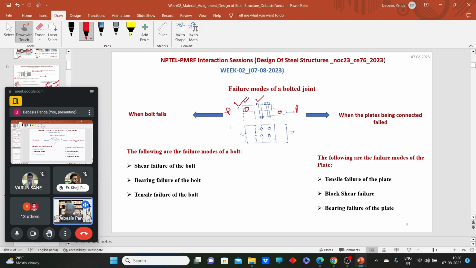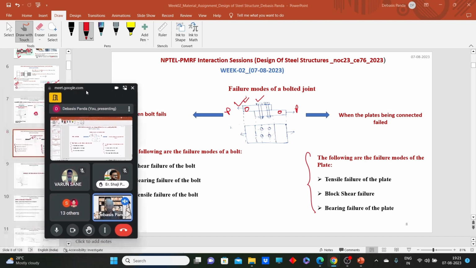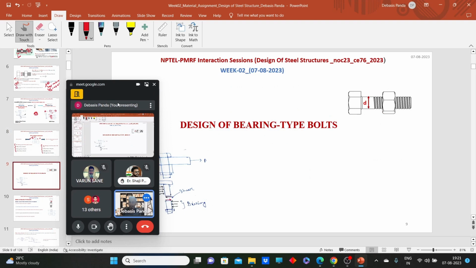This phenomenon I have already discussed in detail during the first session. For failure of the bolt, we have to consider shear failure, bearing failure, and tensile failure, because we are dealing with the bearing type of bolt, which transfers the load through shearing and bearing action. Now we have to keep in mind the failure of the plate. Now I will go quickly to what the design procedure and assumptions should be when designing using this type of bolts. So the first topic of today's lecture is the design of bearing type of bolt.